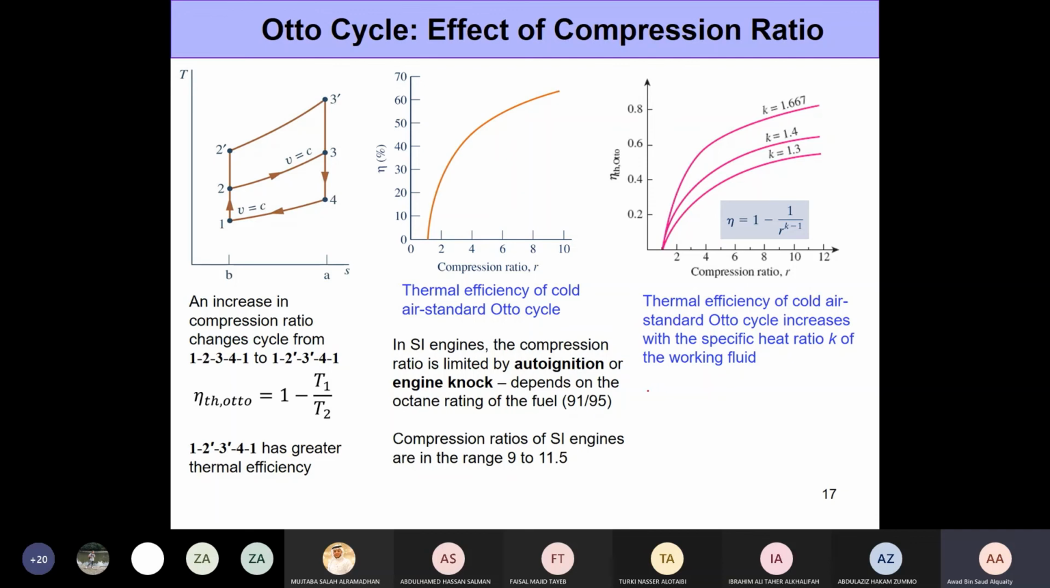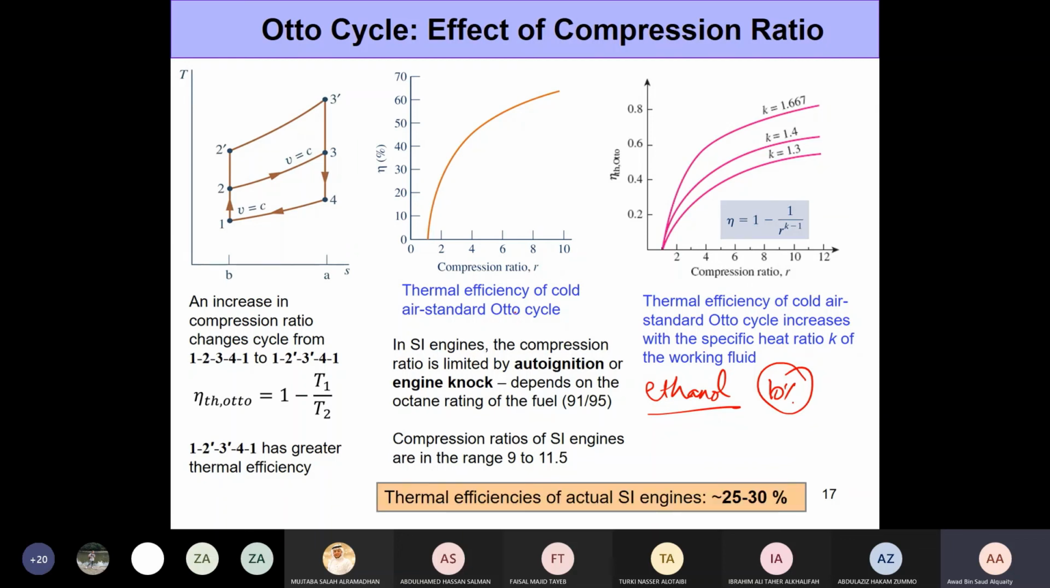In fact, it's easier to blend ethanol with gasoline, for example. And there are already cars which use, I think, 10% ethanol and so on. So these are called flex fuel cars, and we already have them in the Saudi market as well. So let me just complete this part right here, and then we can have more discussion on that.